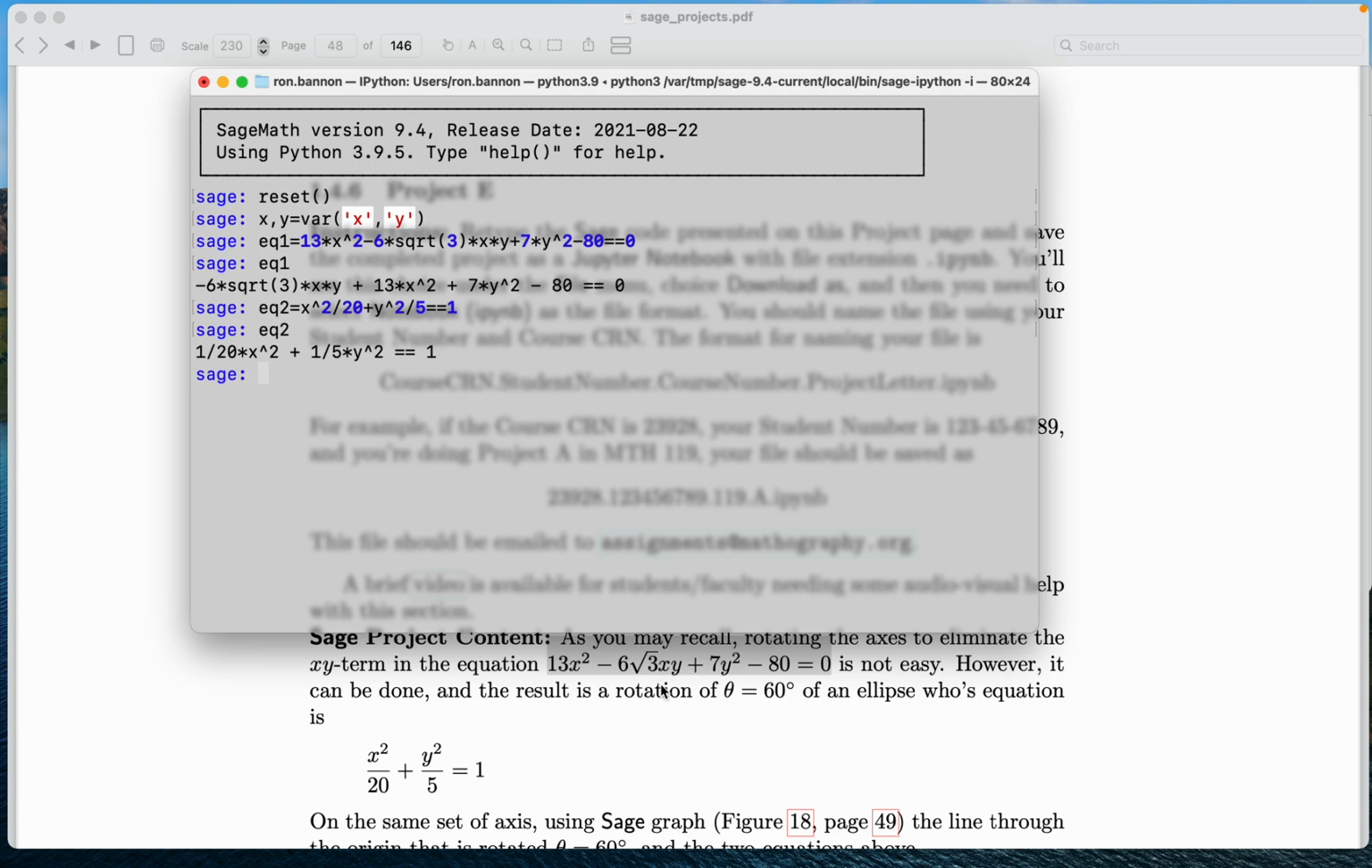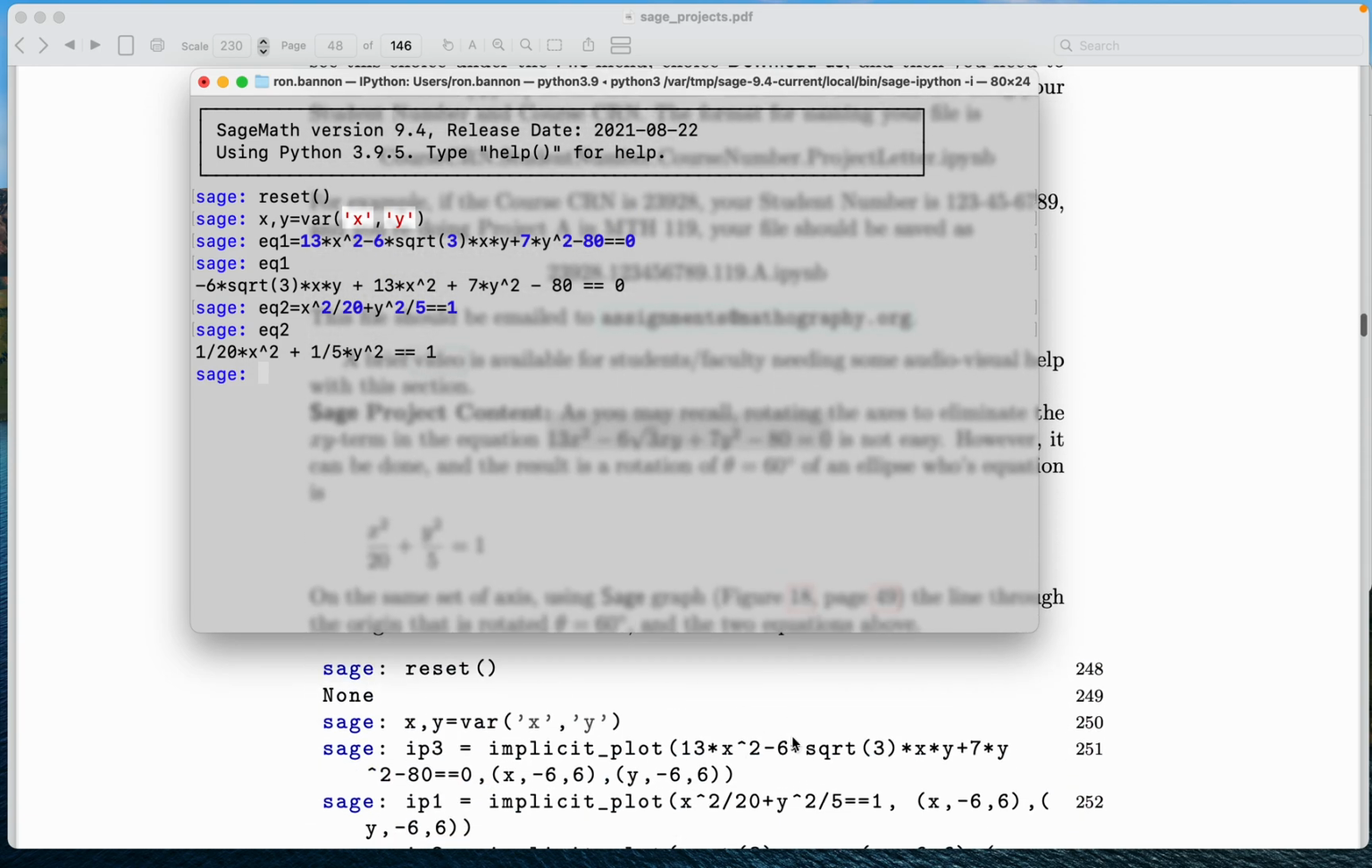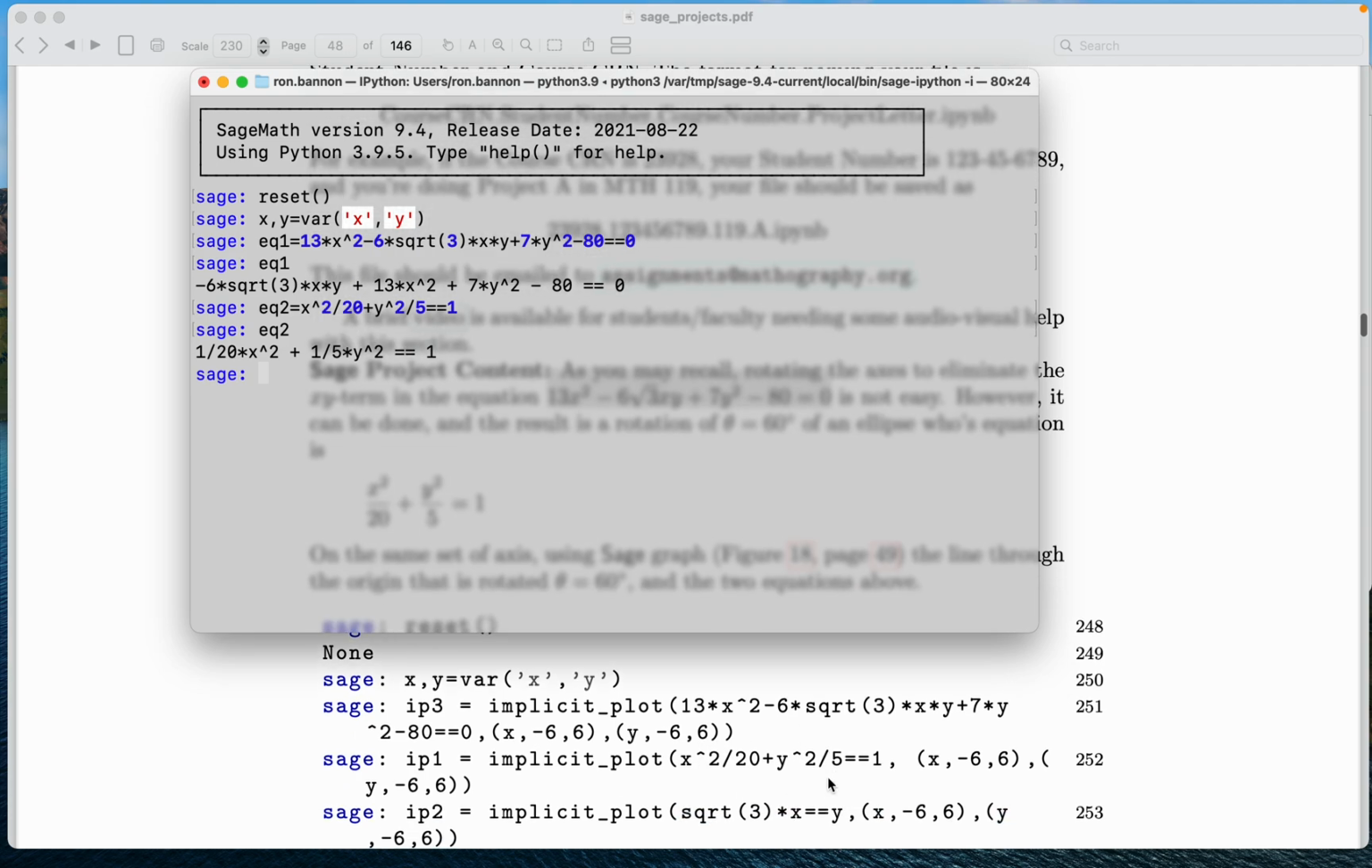Now, granted, looking back over this, they didn't do that. They simply typed it in. What I want to do, though, is have other placeholders for graphing these guys over here. So I'm going to say IP1.